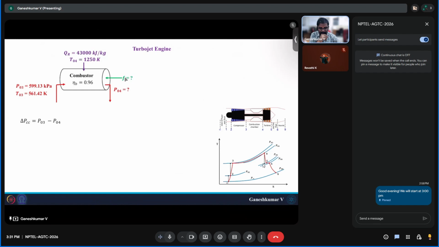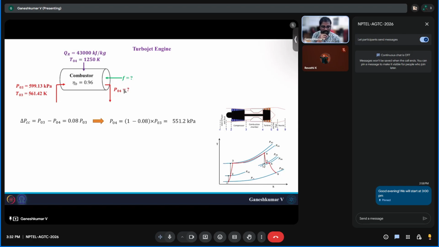Yeah, maybe we will find it after we find the pressure losses, because that is easy to do, because we already know there is an 8% pressure loss that is going to happen from P03 to P04. So if that is the case, then 599.13 times 0.92 should give you P04. So this pressure loss, P03 minus P04, is nothing but 8% of P03. So if I rearrange it, it is going to be simply 551.2 kilopascal. So we know the pressure.